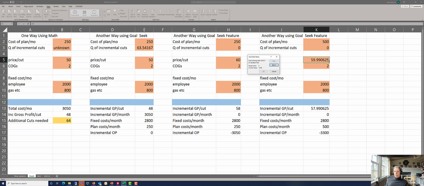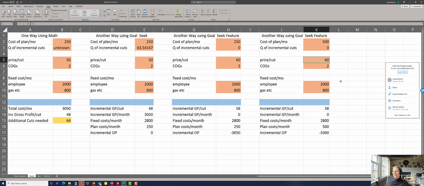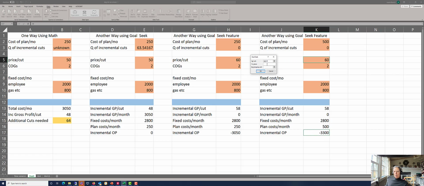Oops. And that's not going to work. It's going to be very unhappy. Cancel. I hit the wrong box. Let's do that again. All right, so we're going to set this cell, which is our incremental operating profit, to 0 by changing the quantity of cuts, not the price per cut. And it comes up with 57. Hint, that is not the answer to that question.